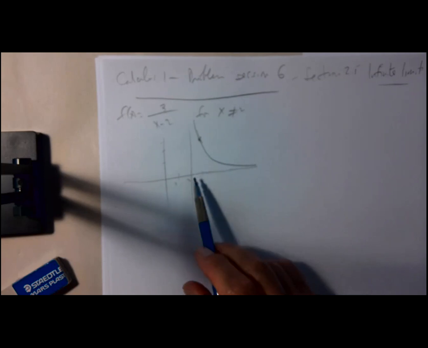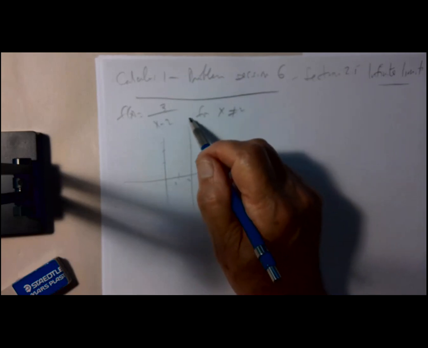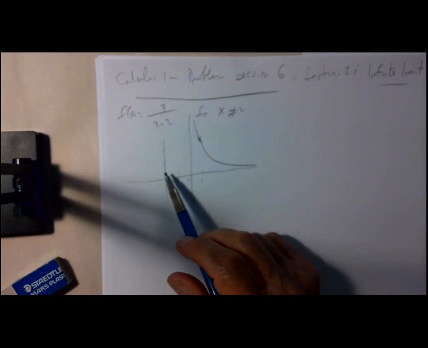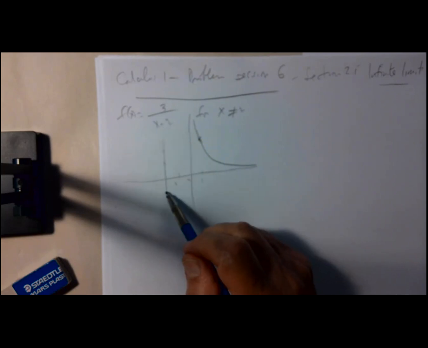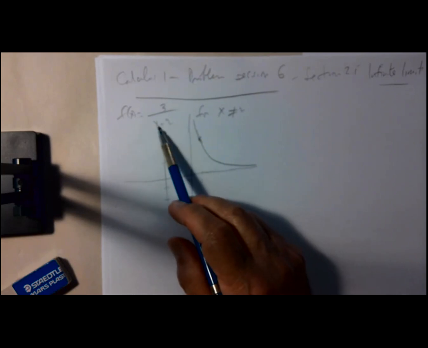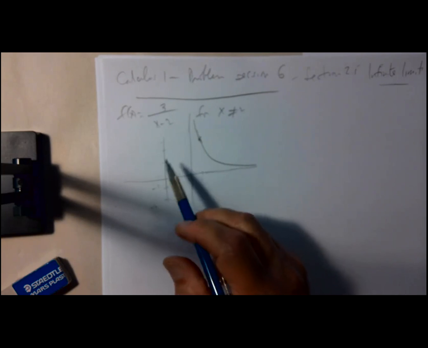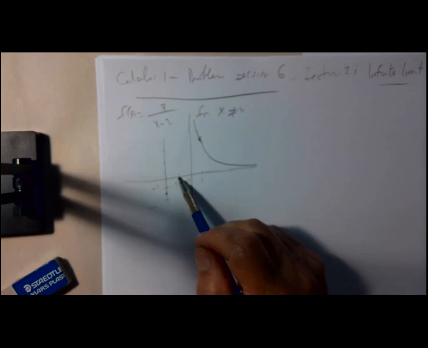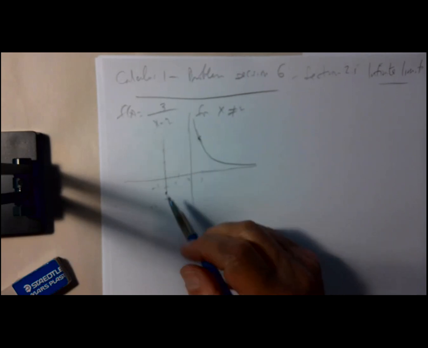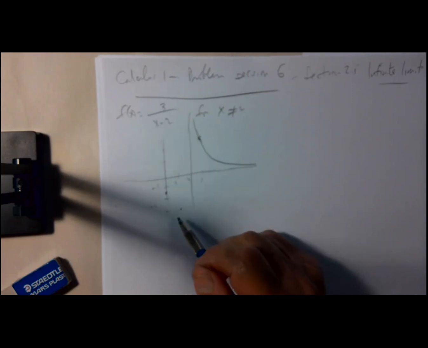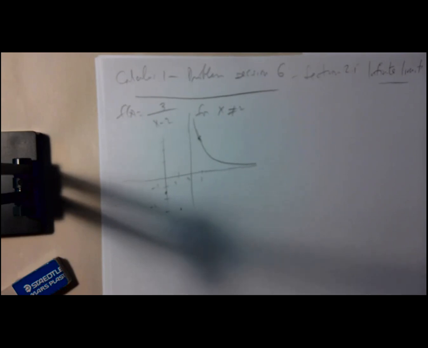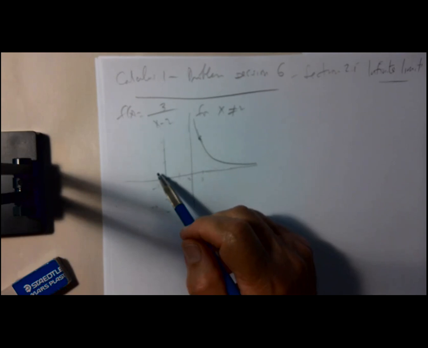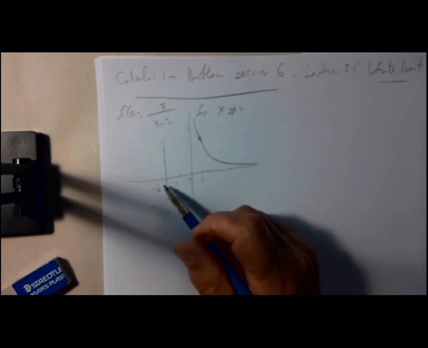To the left of this vertical line, x equal 2, for example, when x is 0, the value of the function is minus 3/2. When x is 1, the value of the function is minus 3. When x is minus 1, the value of the function is minus 1.